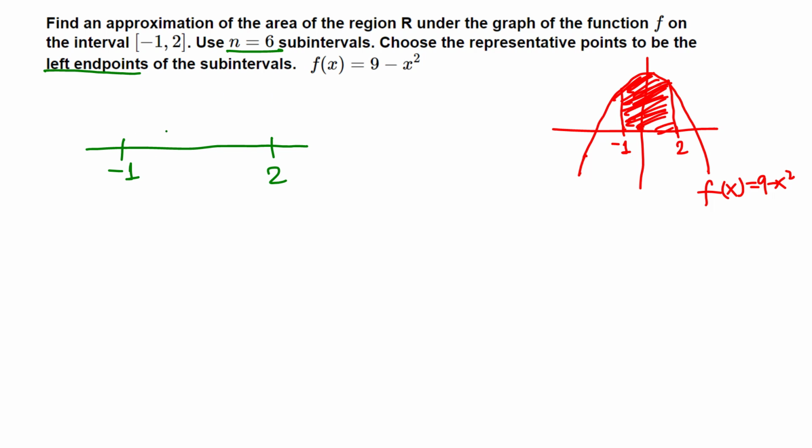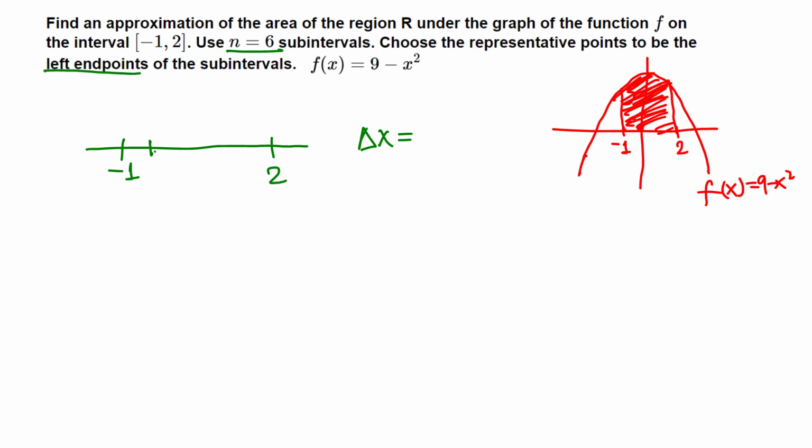Now we want to chop this into 6 equal sub-intervals. So 6. So what is this length? And that 1, 2, 3, 4, 5, 6. Let me determine this width. So that is delta x. That's the equal width of the 6 sub-intervals.